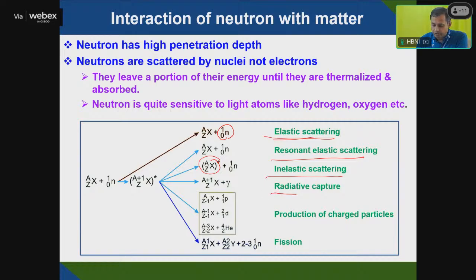And radiative capture, as I told, that neutron can be captured. So once the neutron is captured, we'll get a metastable excited state, an unstable state. From there, again energy will come out and gamma will come out. Or you can produce proton, deuterium, helium, that is alpha particle. You can go to the fission reaction. All these are possible in case of neutron interaction.